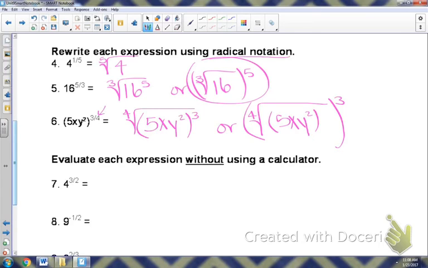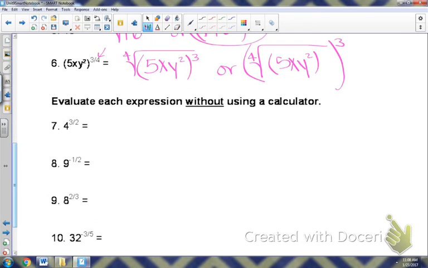All right, so the next part we're going to actually get into evaluating, which means we're going to be finding a number answer, okay? So anytime you have a base that is a number raised to a rational exponent, which is also a number, you will actually find that, so you will evaluate it. We're not going to be using the calculator, we're just going to be rewriting it as a radical, which we just talked about. So my base is 4, so that's the number that goes under the radical.